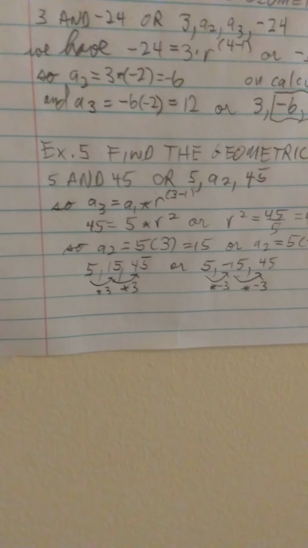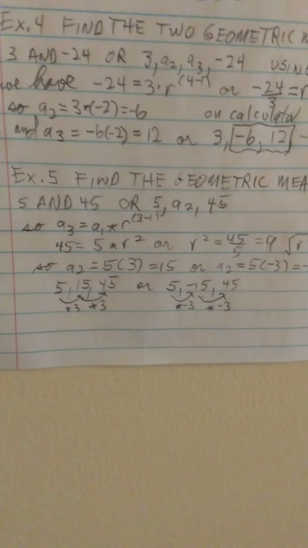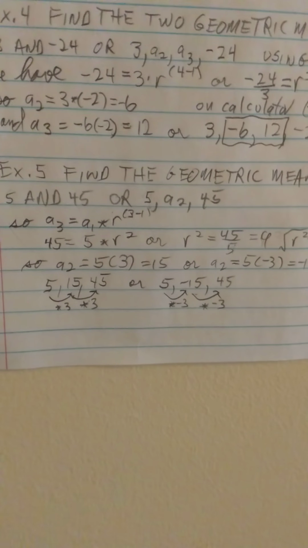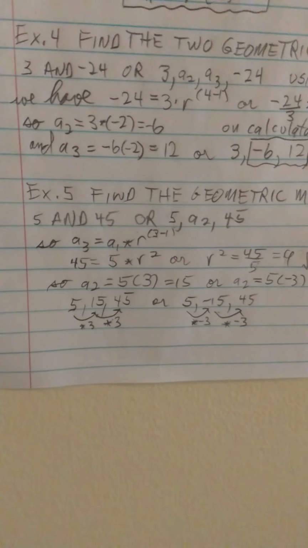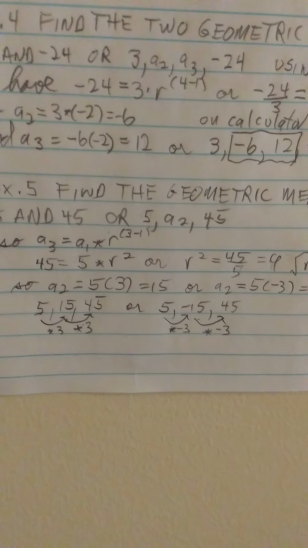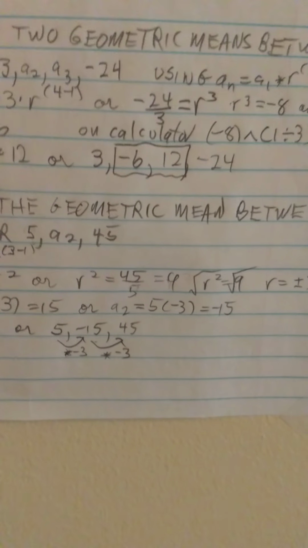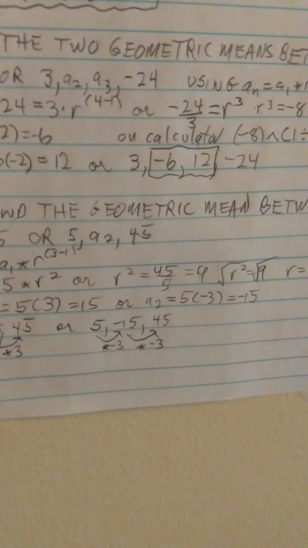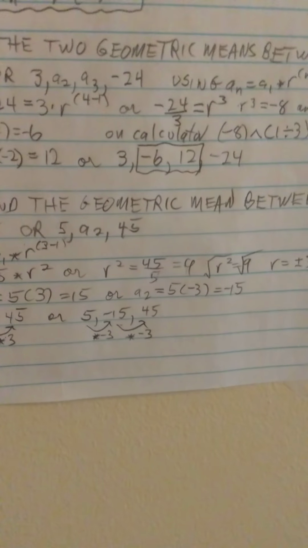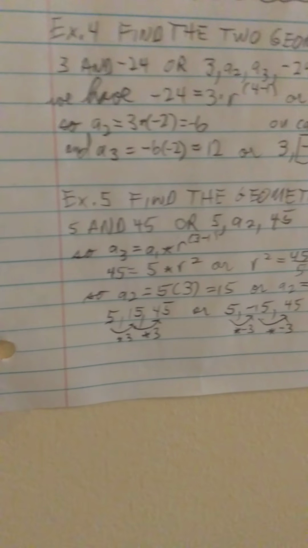So now we can find a sub 2 is the first term, 3 times negative 2, which makes it negative 6. And a sub 3, the next term, is negative 6 times the same r of negative 2, making it 12, or the series becomes 3, negative 6, 12, negative 24. Those are the two geometric means, the negative 6 and the 12 between 3 and negative 24.